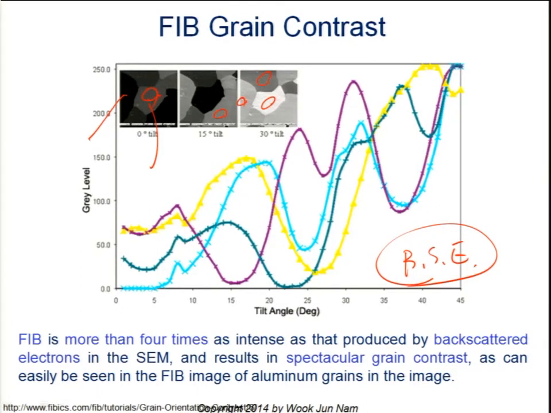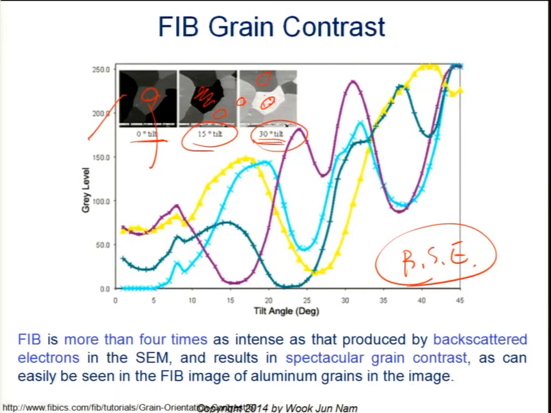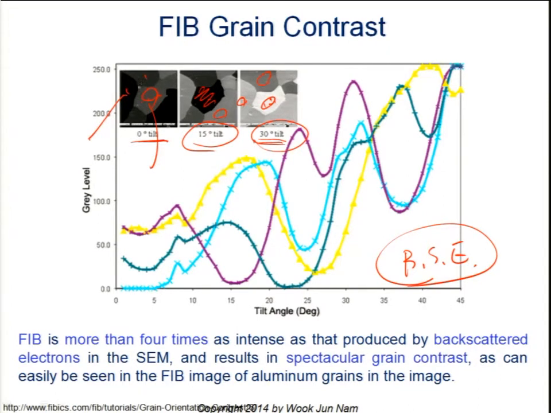With the same area, when it was not tilted, it is just gray. When we tilted it to 15 degrees, the same area becomes black. And as we tilted further to 30 degrees, the contrast of the same area is very bright. So even with the same area, under the same conditions, depending on the angle of the sample, we can see different contrast.